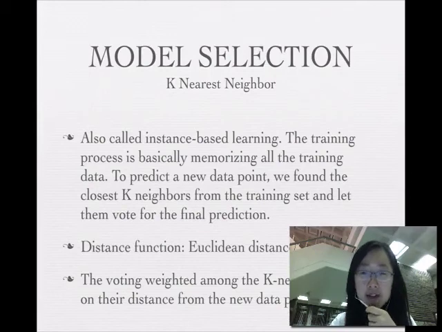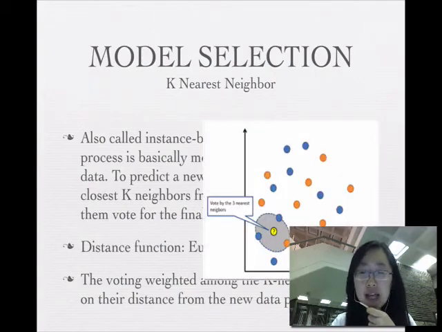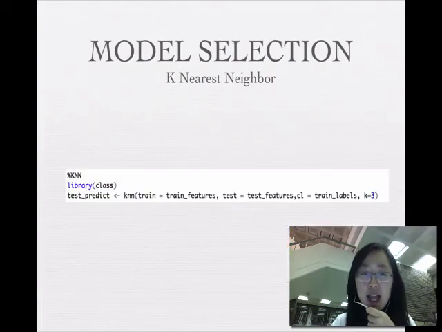Next, I use k-nearest neighbor. It is also called instance-based learning. The training process is basically memorizing all the training data. To predict a new data point, we find the closest k neighbors from the training set and let them vote for the final prediction. For the distance function, I use Euclidean distance, and the voting is weighted among the k-nearest neighbors based on their distance from the new data point. This picture shows how the k-nearest neighbor works, and this is the code I used to do the experiments.